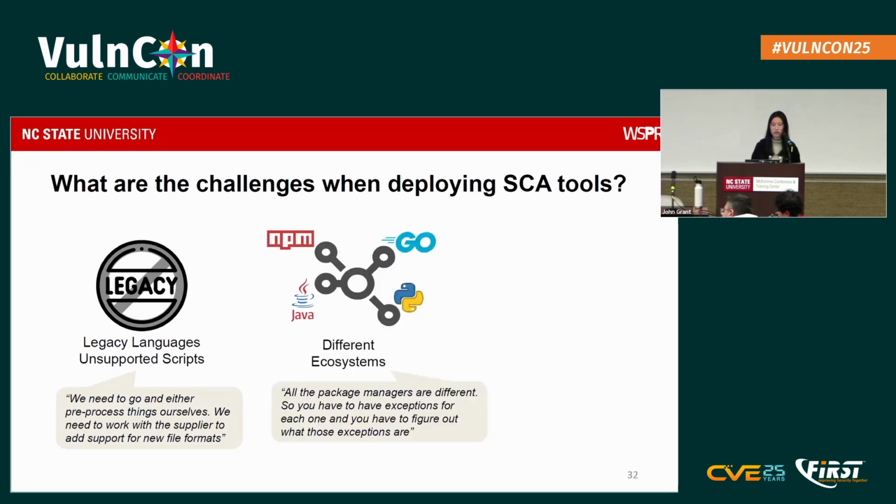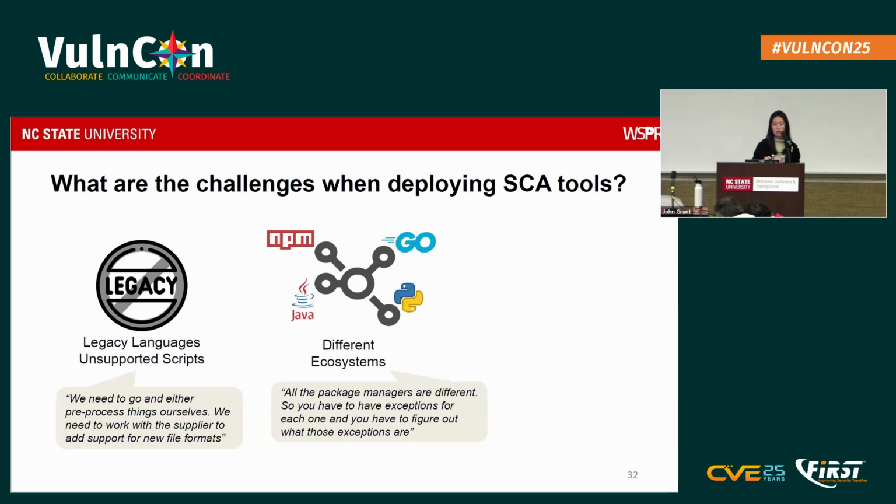The second challenge was different ecosystems. A lot of participants shared that SCA tools sometimes perform better in one ecosystem and worse in other ecosystems. One participant shared some insight into why this happens. Different package managers or different language ecosystems have different ways of resolving the libraries. So an SCA tool has to figure out all the differences in these ecosystems and try to write code that addresses that.